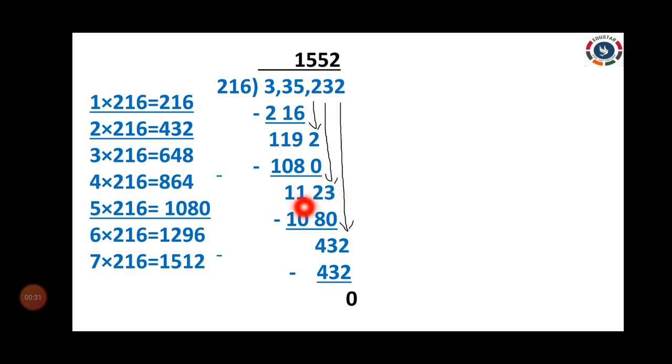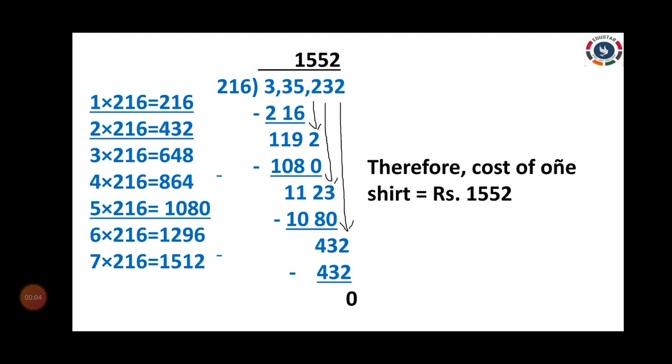Then we have remaining 3, that you want to bring down. Now 1123. So how many times is 216 there, that we want to find. Again it also has 5 times. So write 5 at the top, then write 1080, then subtract the value, you get 43. Then remaining we have 2, that you bring down. 432. How many times is 216 in 432? 2 times. So write 2 at the top, then write 432 at the bottom, then subtract the two values, you get 0. Therefore the cost of one shirt is equal to rupees 1552.